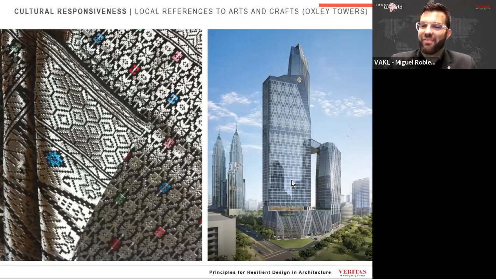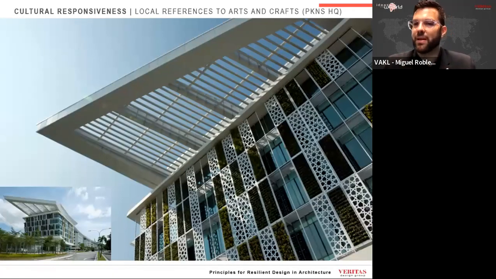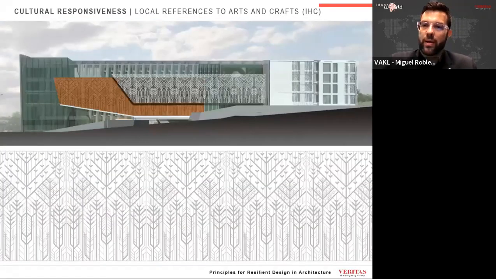Again, Oxley, the facade is inspired by the Songket traditional patterns, and under this weaving concept, local and cultural references of arts and crafts, in this case the metallic threads of these geometrical Songket patterns are reinterpreted as facade motifs and technology. Some of the most celebrated Islamic patterns are reinterpreted as contemporary facade screens in our PKNS headquarters, or in our Indian High Commission in Kuala Lumpur.